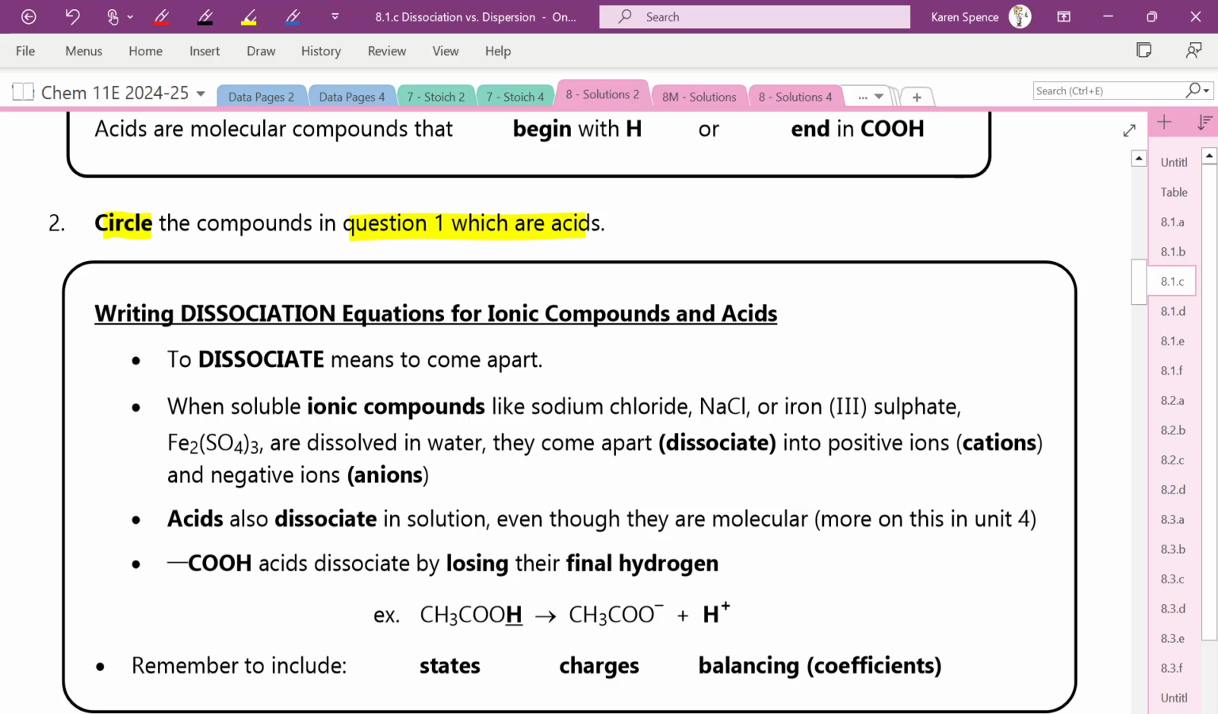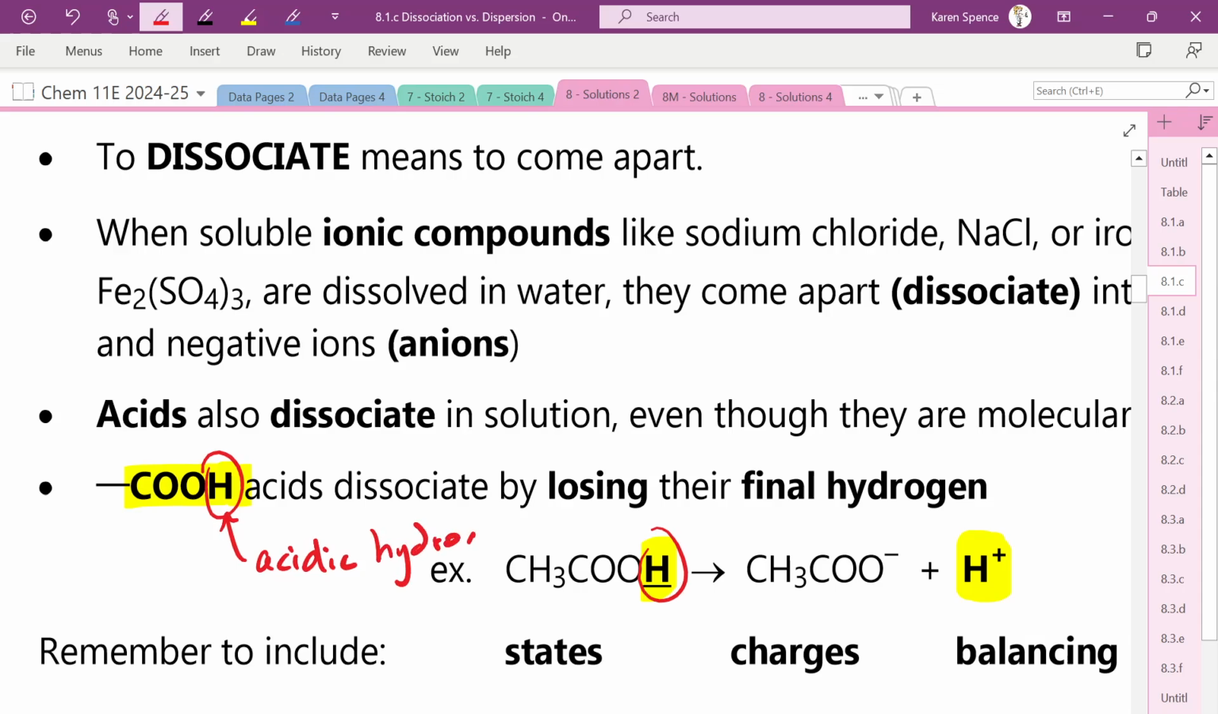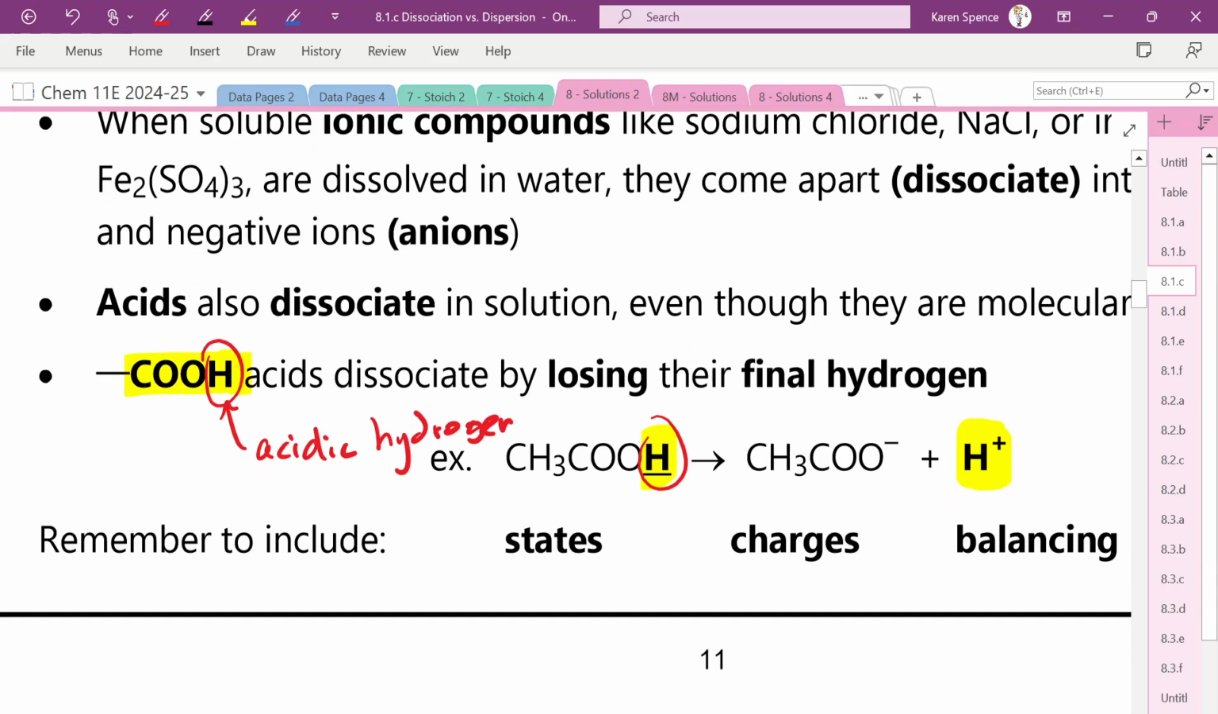And then you're going to do some practice writing the dissociation equations. Now, just a few things to be aware of: when a COOH acid loses a hydrogen, it always loses that final hydrogen. It's always that last one that is the acidic hydrogen, the one that comes off. Now, when you're writing these dissociation equations, you need to remember to write the states, the charges, and you need to make sure that you have balanced them.